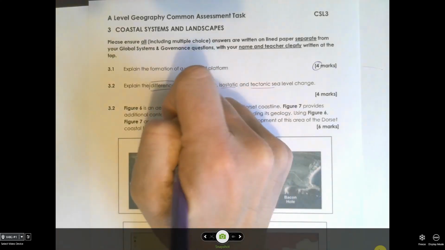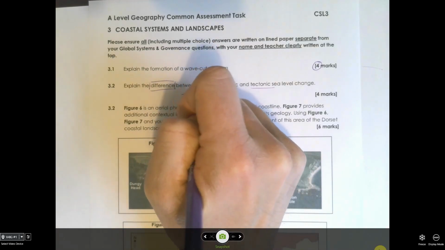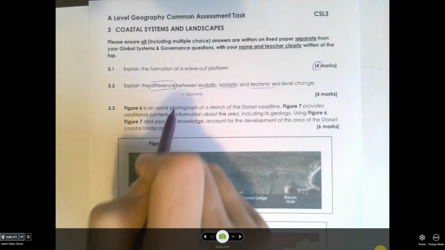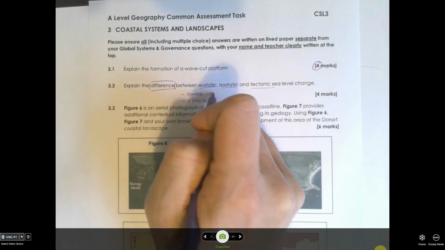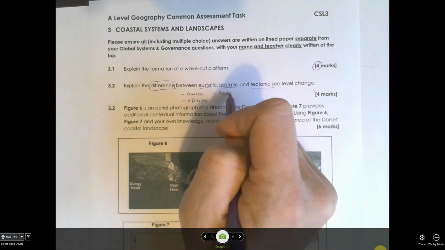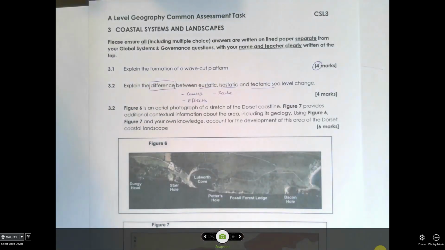Now, those differences could be in terms of their causes, it could be differences in terms of their effects, it could be differences in terms of the scale on which they have an influence. So you can think about those differences on a number of different levels, but make sure you are focusing on the differences and not just the definitions of those three things.